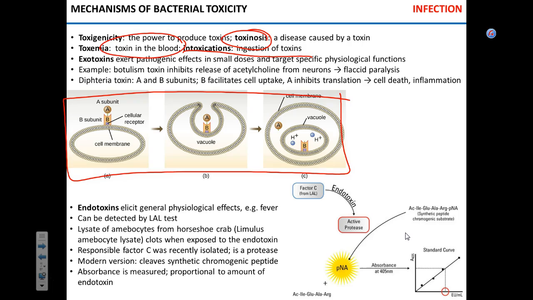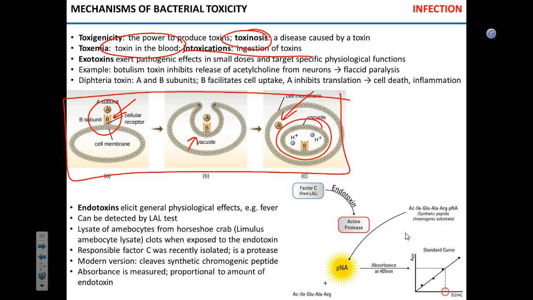This toxin consists of two subunits, A and B. Subunit B binds to its specific cellular receptor, and the toxin molecule is taken into the cell in the process of endocytosis. In the endosome, when it becomes acidic, the toxin is split and the component A is released into the cytoplasm. And in the cytoplasm, the A subunit of the diphtheria toxin will inhibit protein synthesis. Okay?